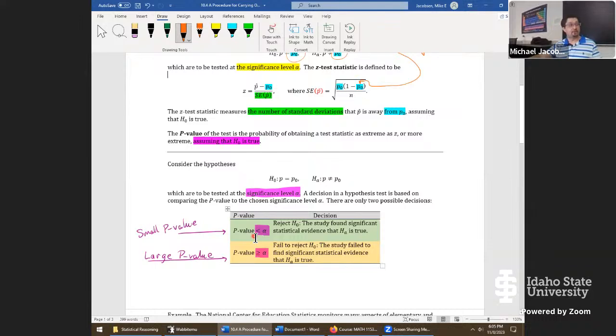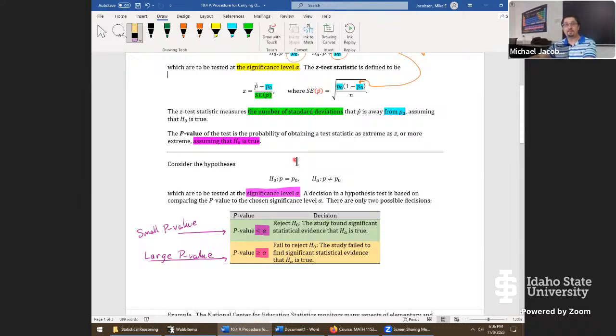If it's lower, we reject the null hypothesis, and we say we have found evidence that the alternative, HA, is true. If your p-value is large, then that just says it's typical that p hat is close to p naught. It wasn't very far away at all. And we failed to reject the null hypothesis in that case. So that's information we've talked about since section 10.1, all the way to section 10.4.